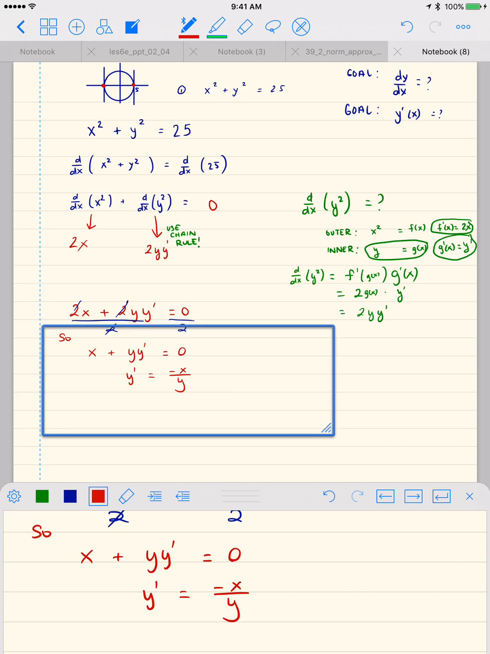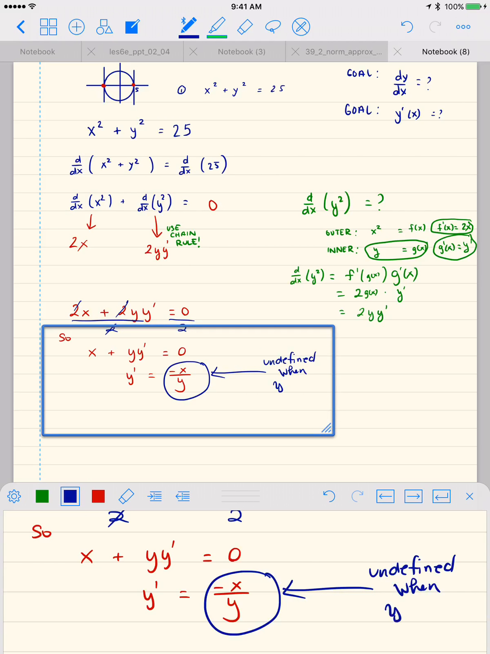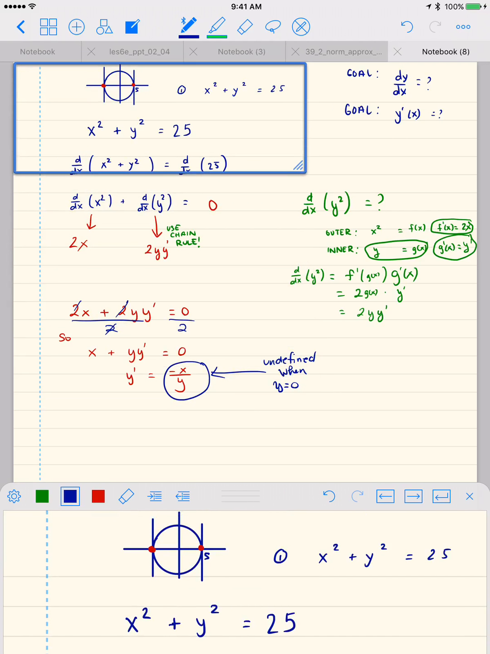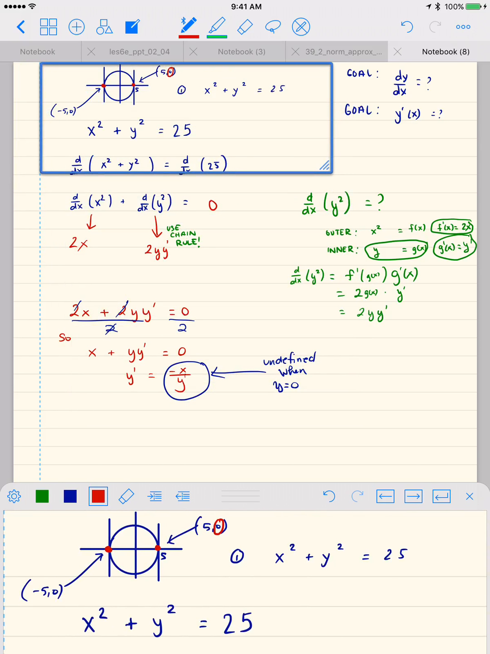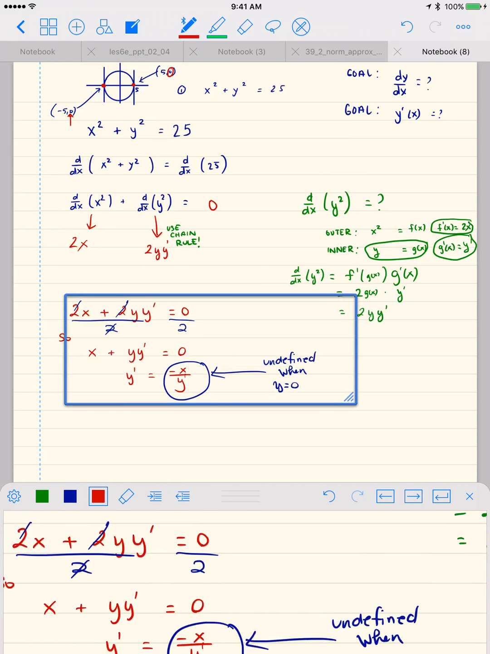So notice that this is undefined when y equals 0. And back to our picture, these points right here, this is 5, 0. The coordinate of this point is negative 5, 0. So y is equal to 0 means that slope is going to be undefined, okay? Because you can't divide by 0. And then same thing over here. Since y is equal to 0 at this point, the slope of the tangent line is undefined.